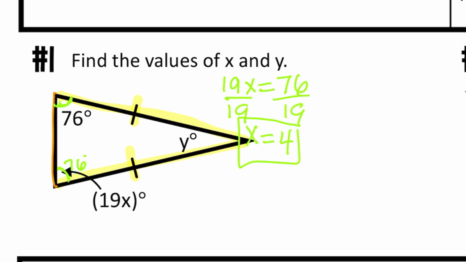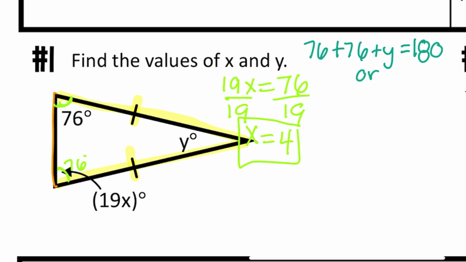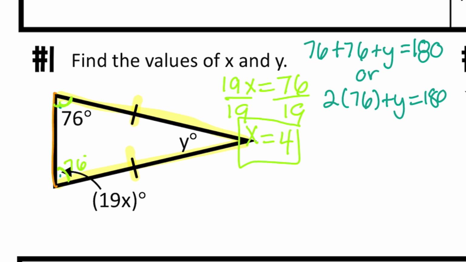So x equals 4. All right, to find the value of y, since I know that both of these angles are 76, I can do one of 2 things. I can say 76 plus 76 plus y should equal, what's the sum of a triangle's interior angles? It should be 180. The other equation that I could have written is, well, since I know that there's 2 76-degree angles, 2 base angles that are the same, I can say 2 times 76 plus y equals 180. Choose one of those 2 equations and solve it.